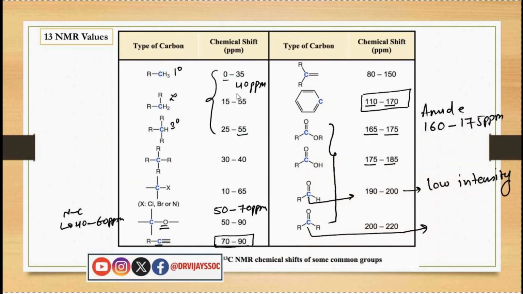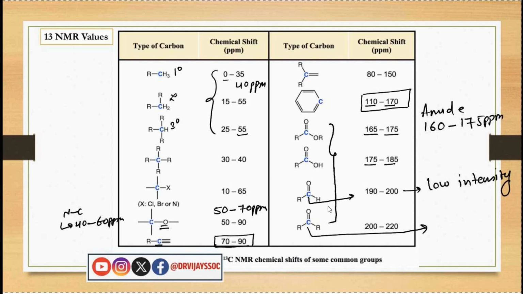So here are some chemical shift values for carbon. When it is primary, it comes up to 35 ppm. When it is secondary, it is slightly deshielded. Tertiary comes to a maximum of 55 ppm. When it is connected to oxygen, it comes from 50 to 70 ppm more often, but it could go to 90 ppm depending upon the structure. Acetylene carbon comes from 70 to 90 ppm, and benzene carbons come from 110 to 170.